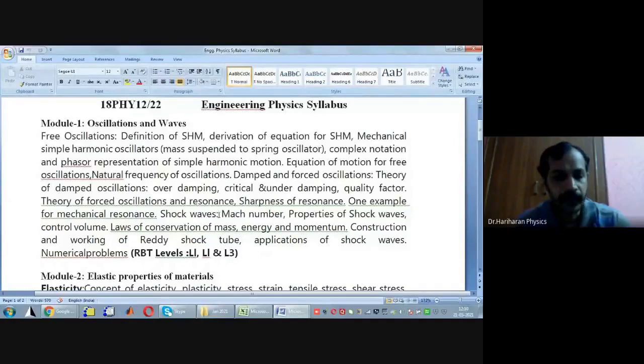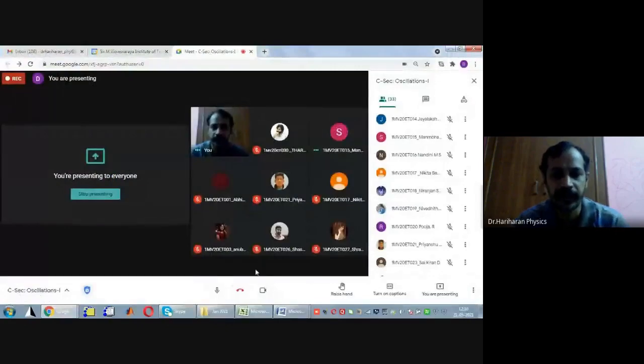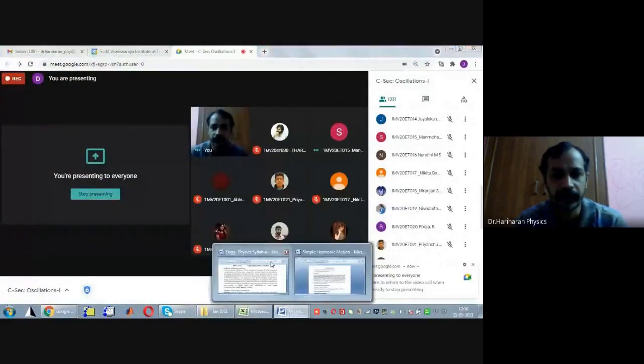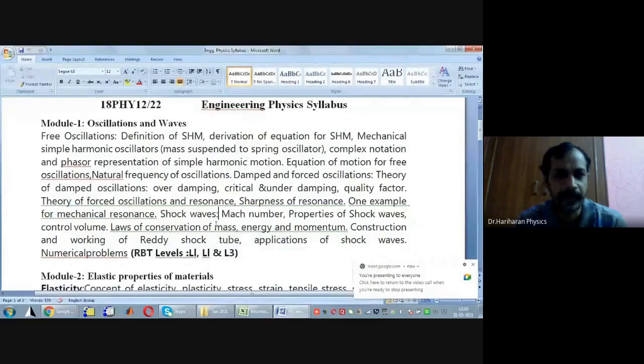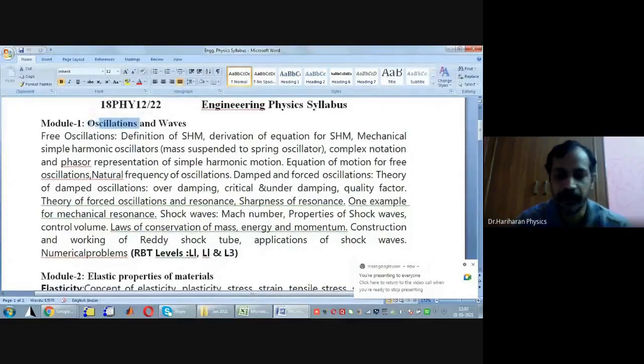Now, first we'll directly head on. What is oscillation? What do we mean by oscillation? Can someone say what is oscillation? Oscillation kya hai? To and fro motion. To and fro motion. Nice. Okay. Oscillation, we call it as to and fro motion.